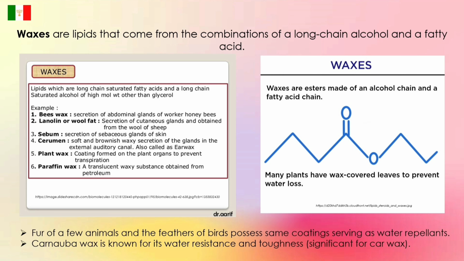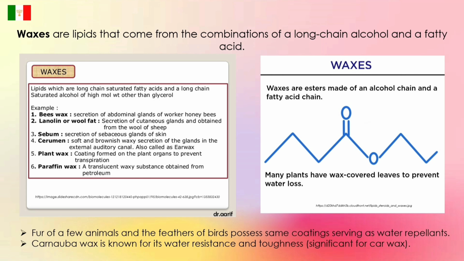Here are some examples of waxes. Number 1, beeswax. This is the secretion of abdominal glands of worker honeybees. Next is lanolin or wool fat. This is the secretion of cutaneous glands and obtained from the wool of sheep. The third one, sebum. This is the secretion of sebaceous glands of skin. The fourth one is cerumen. This is a soft and brownish waxy secretion of the glands in the external auditory canal. This is also called earwax.